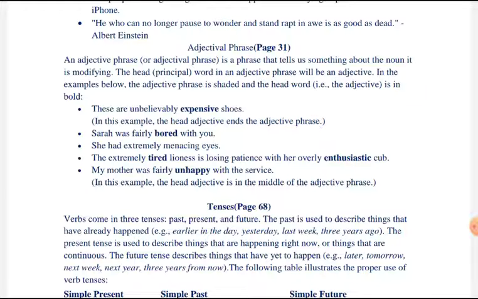These are unbelievably expensive shoes. In this example, the head adjective ends the adjective phrase. Sarah was fairly bored with you. She had extremely menacing eyes. My mother was fairly unhappy with the service. In this example, the head adjective is in the middle of the adjective phrase.